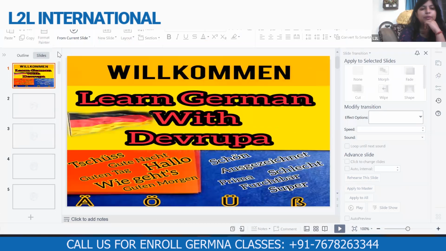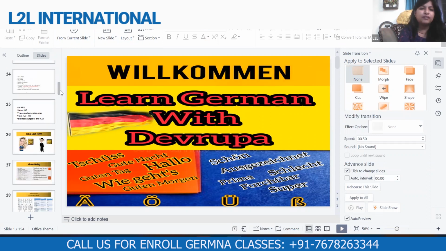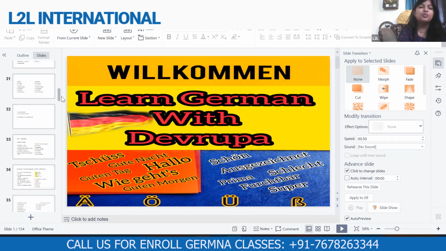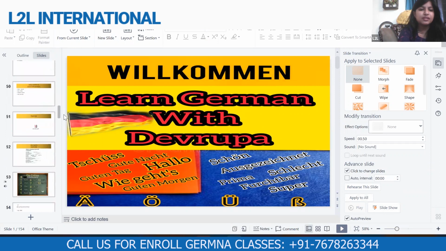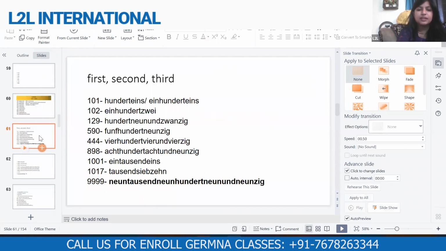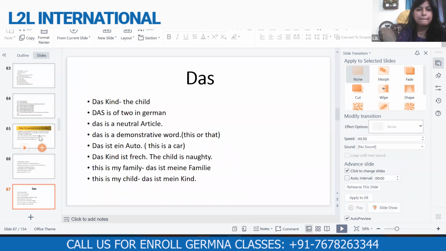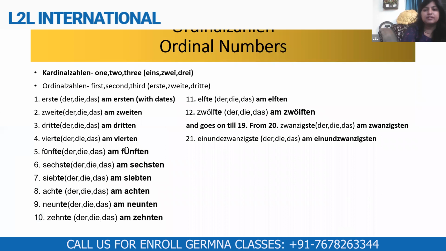So as I told you, we'll be only needing till 31st. And the ordinal numbers are again followed by a pattern. So this won't be a tough thing to remember. But yeah, you would definitely take some time to be habituated with it. So here are the Ordinalzahlen. Cardinal is 1, 2, 3, 4, and ordinal is 1st, 2nd, 3rd, 4th.